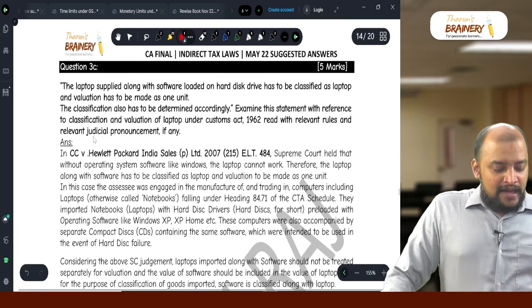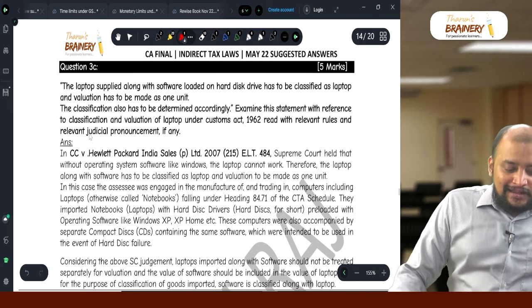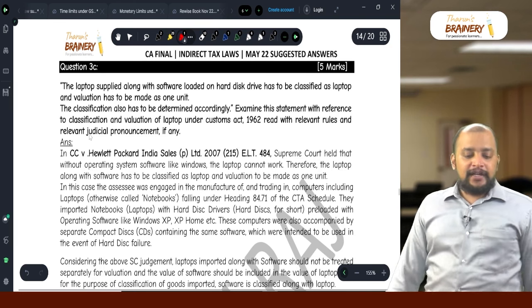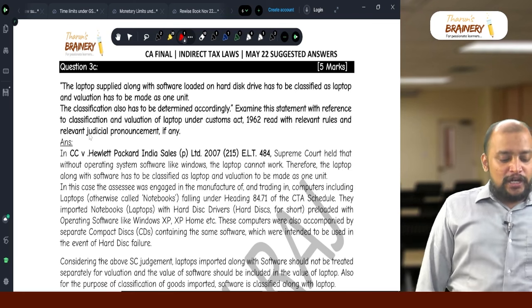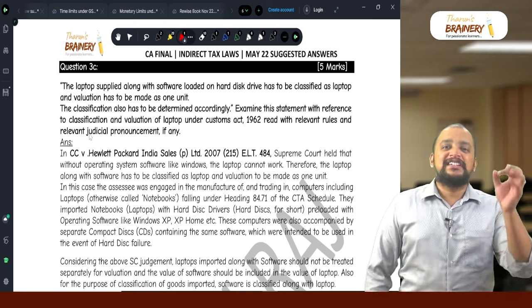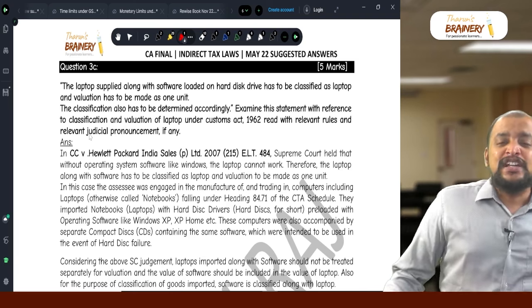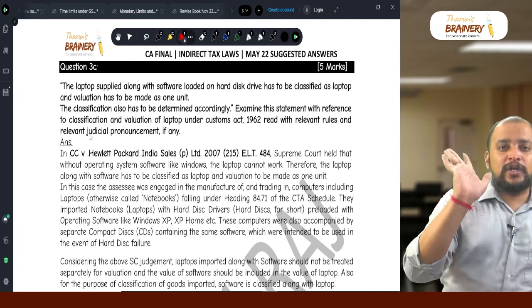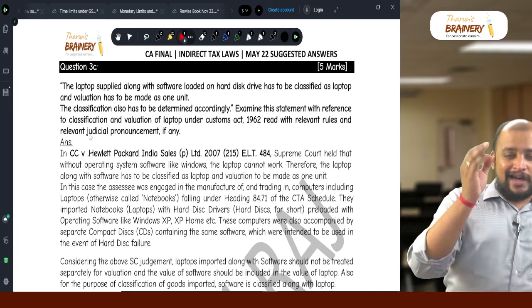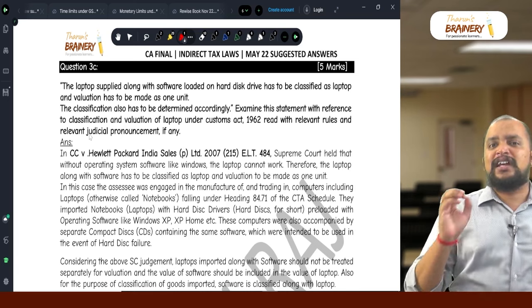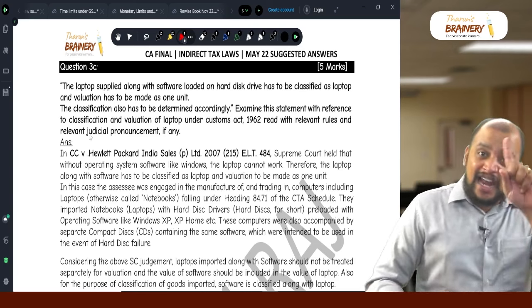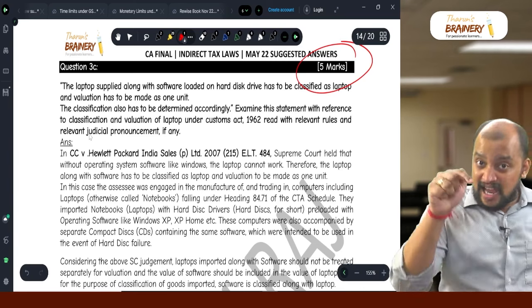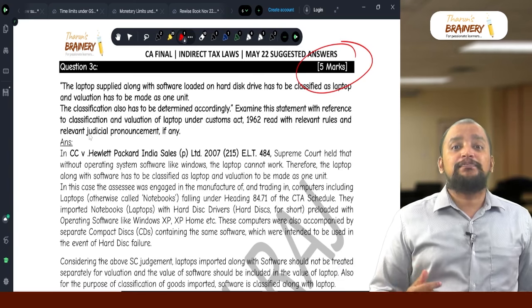Then question number 3C: the laptop supplied along with software loaded on hard disk drive has to be classified as laptop and valuation has to be made as 1 unit. This is the question which I was referring to. In the marathon on 27th or so, I discussed this, and I clearly told you that in customs case laws, one question will be guaranteed, 5 marks. This case law also I discussed, the Hewlett-Packard case.